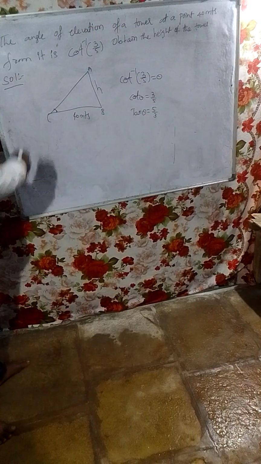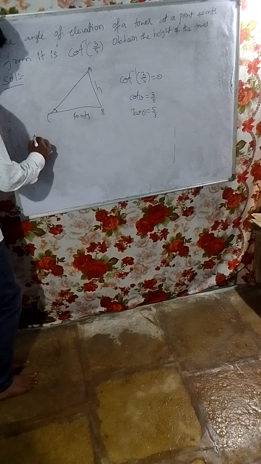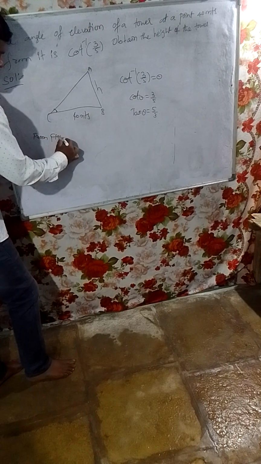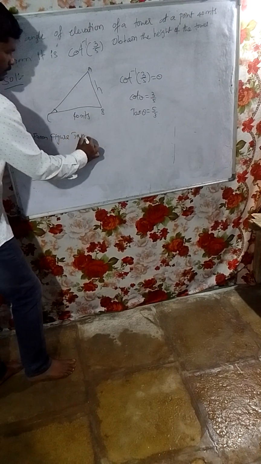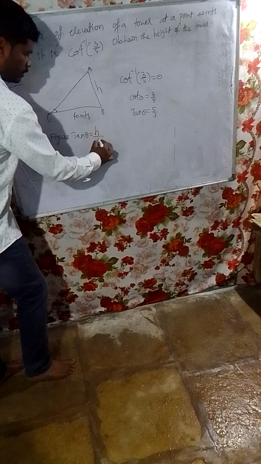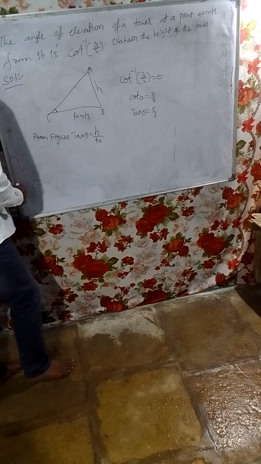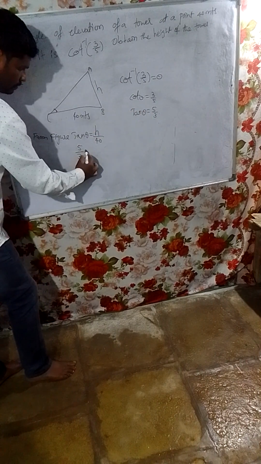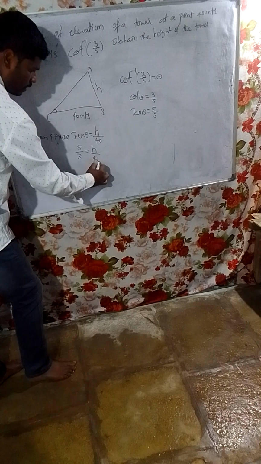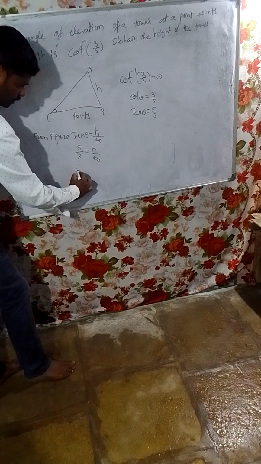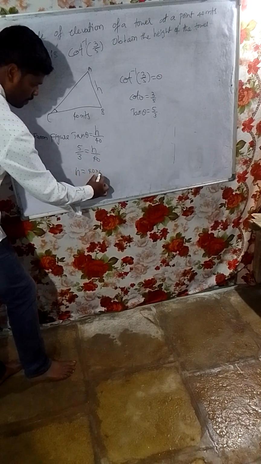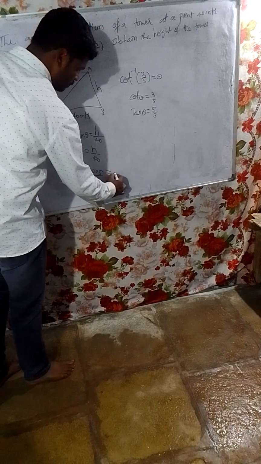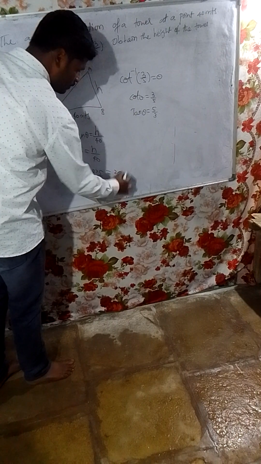But according to the figure, tan theta is equal to what is given? H by 40 meters. Tan theta value, how much is there? 5 by 3. H by 40. Then go for the cross multiplication, 40 into 5 by 3. Then 200 by 3 is the answer.